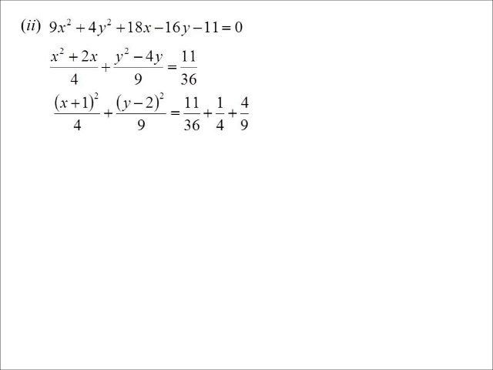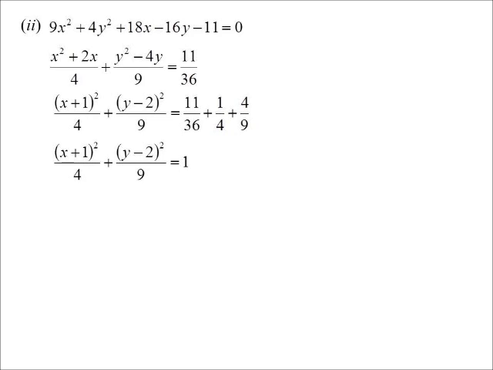So on the top, I get x plus 1 squared. And for the y's, I get y minus 2 squared. But that means I've got to add to the other side 1/4 and 4/9. And you'll be amazed when you add 11 on 36 with 1/4 and 4/9, what you get. Oh, it's 1. That was lucky. So I don't have to do anything more.